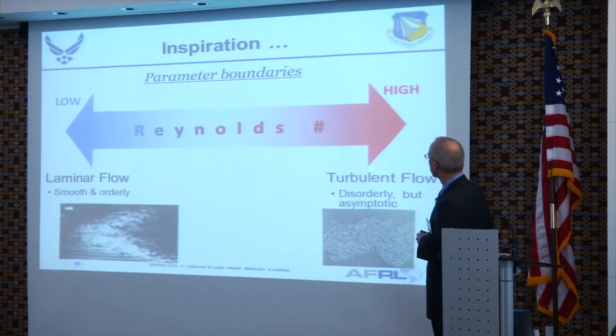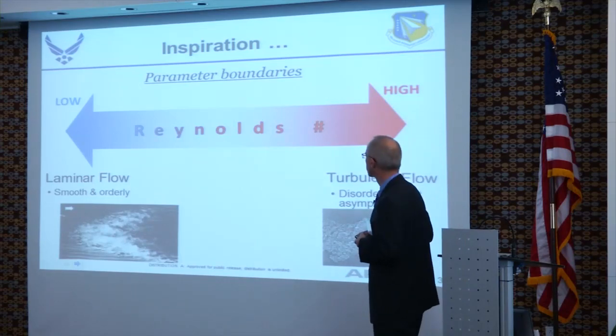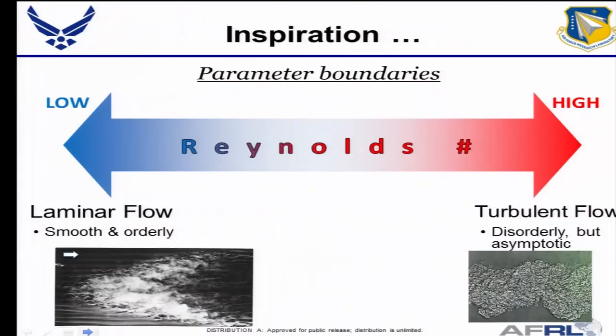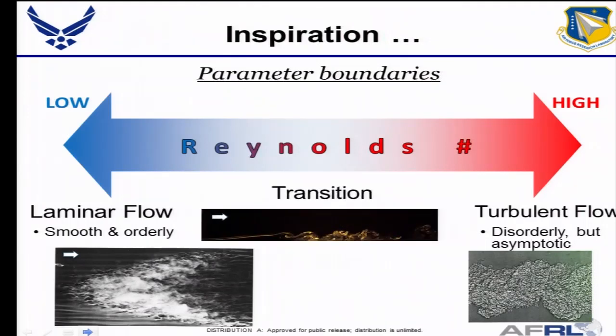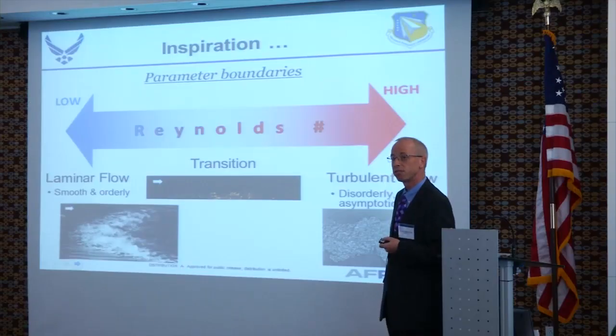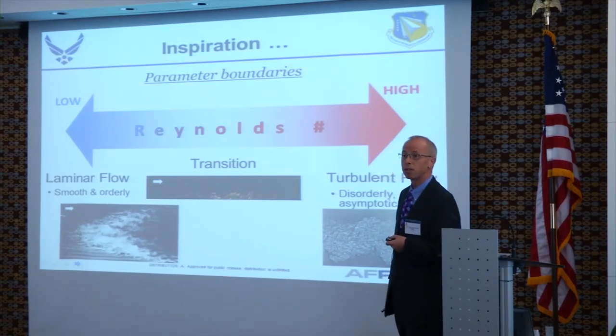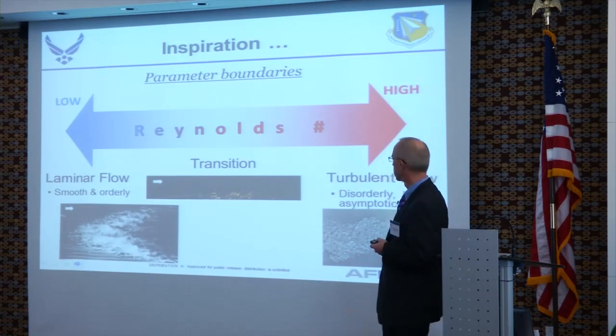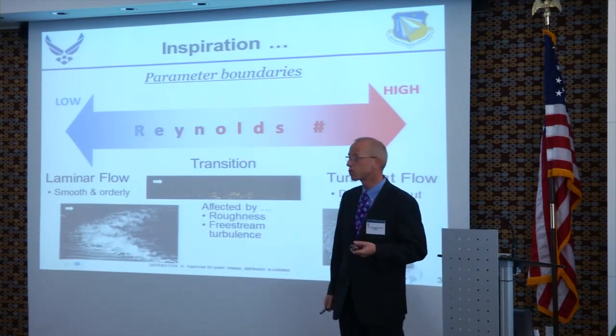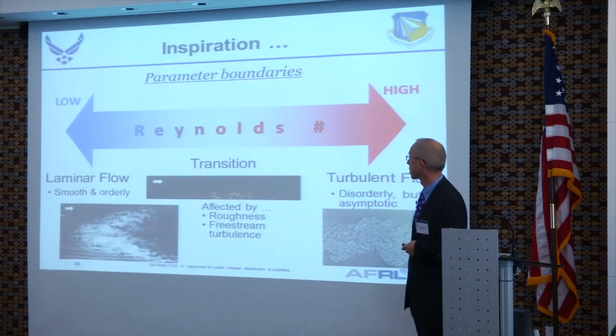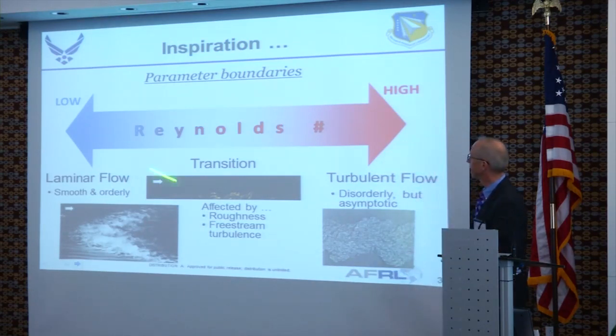Now, typically we might think to look at extremes of parameter boundaries, but sometimes there are boundaries that exist between those extremes. With the Reynolds number, there are cases where we have transitional flows. And these can present some very interesting and significant fluid dynamic challenges and flow physics challenges for us, in that sometimes they're not very well behaved, they're not very well defined, and they can be strongly influenced by external factors, like if we have roughness on the surface, or if we have something like free stream turbulence. So some of the inspiration that we get is from looking at parameter boundaries in a flow field.